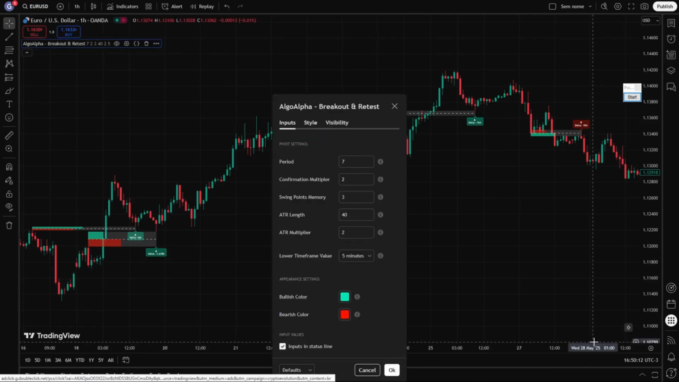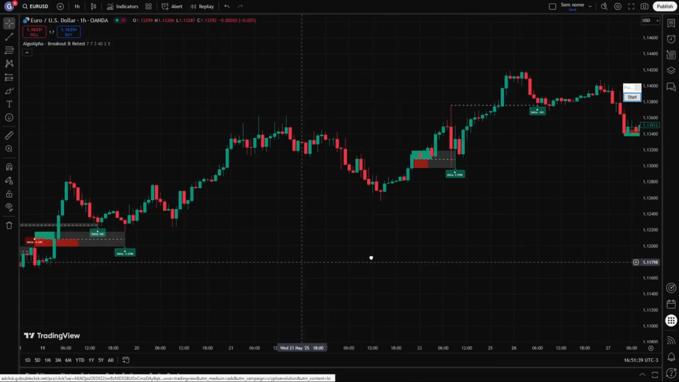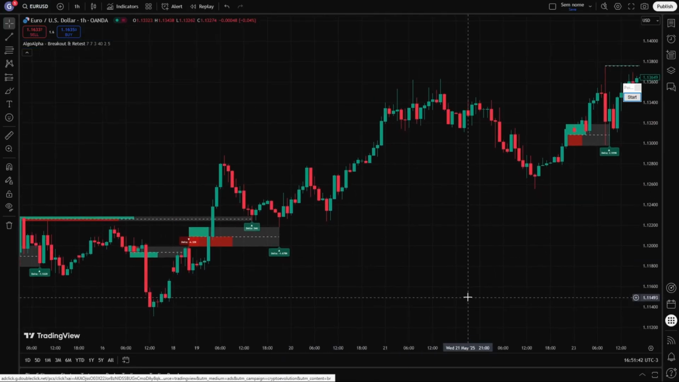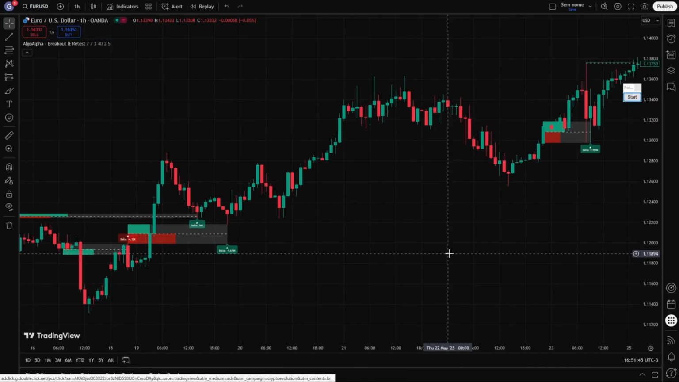Here in the settings, you can adjust a lot of things. The pivot detection period, the confirmation multiplier, the swing memory, the ATR for smoothing the signals. I like to increase the confirmation multiplier to 7. This helps the signal appear right after the retest. Now let's look at some examples of how this indicator could help when entering a trade.